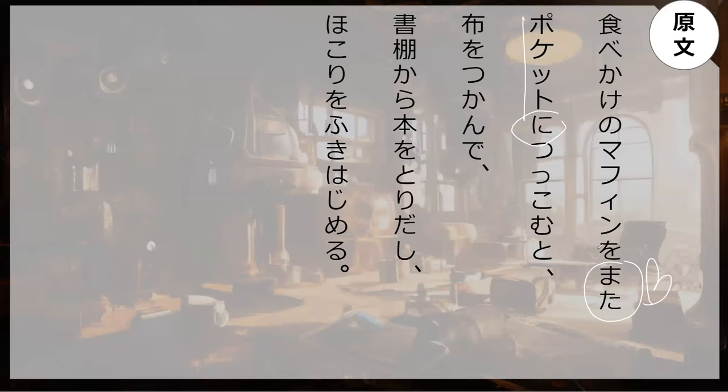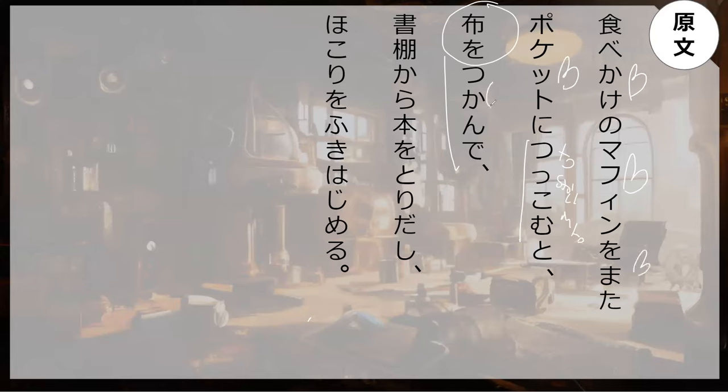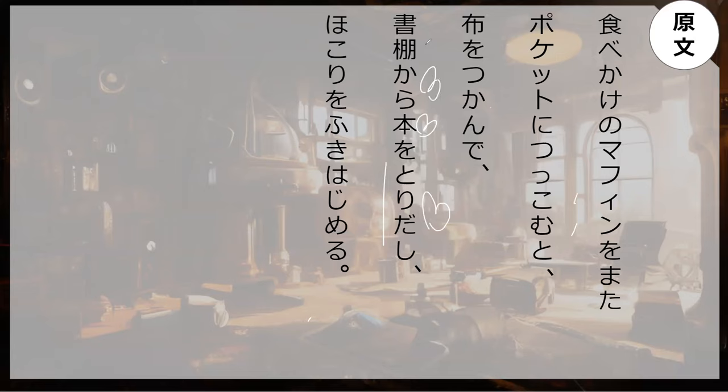Tsukomu to. Why does it say tsukomu? Tsukomu is to stick into. I stick the half-eaten muffin back into the pocket, and I hold on to the cloth. Nuno o tsukande. And I toridashi. I take out a book from the shodana, from the bookshelf, and I begin to wipe, fuki hachimeru, the dust. Perfect. Begin to wipe the dust. Probably the dust from the books.